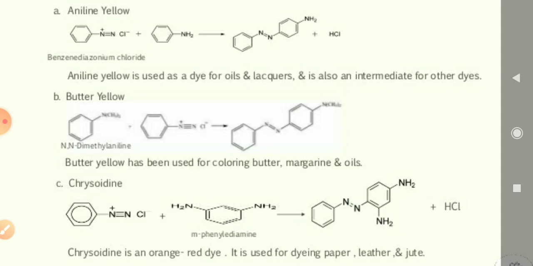Next is aniline yellow. Here is the preparation method of aniline yellow. Aniline yellow is used as a dye for oils, and it is a very useful intermediate for the preparation of other dyes. Next is butter yellow. Butter yellow has been used for the coloring of butter and oils. Next is Sudan, an orange red dye. It is used for dyeing leather and jute. These are the synthesis reactions for the dyes.